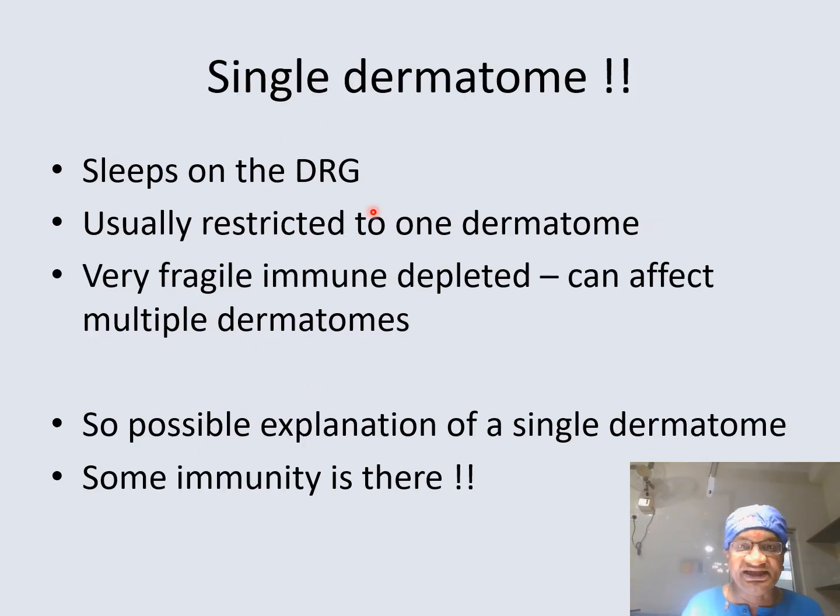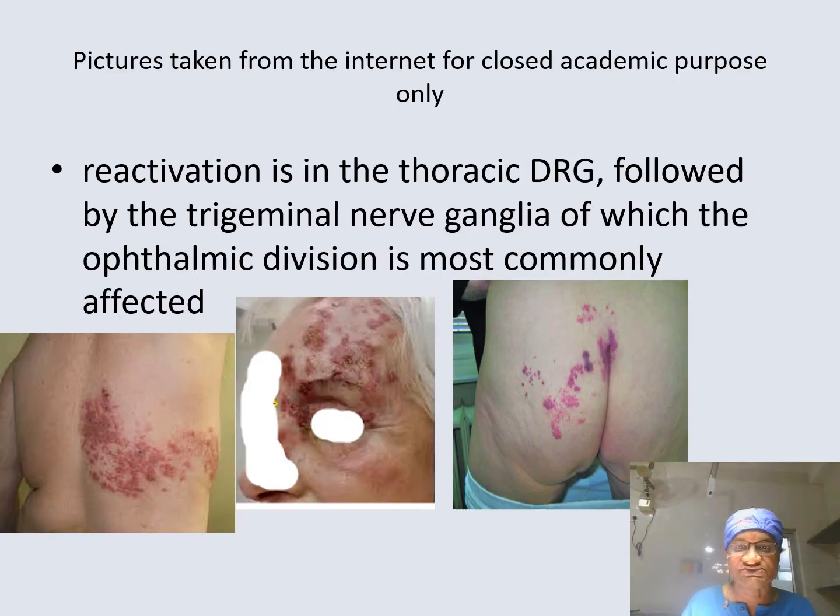It sleeps in the DRG, dorsal root ganglia, usually restricted to one dermatome, and if the patient is very fragile and immune depleted, it can affect multiple dermatomes. So probably there is some immunity, that is why it is affecting a single dermatome. If there is complete immune deficiency, herpes zoster can come also into multiple dermatomes. So reactivation of the thoracic DRG happens here and goes off. These lesions heal off and slowly pain sets in at 4 weeks. Severe pain, neuropathic pain.